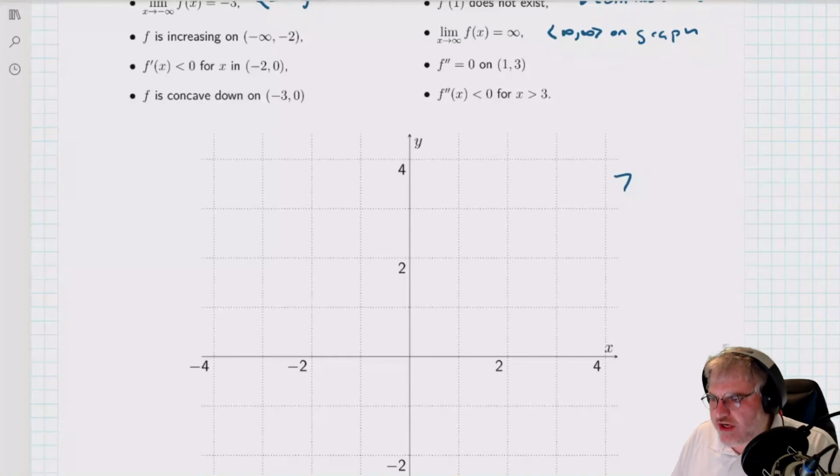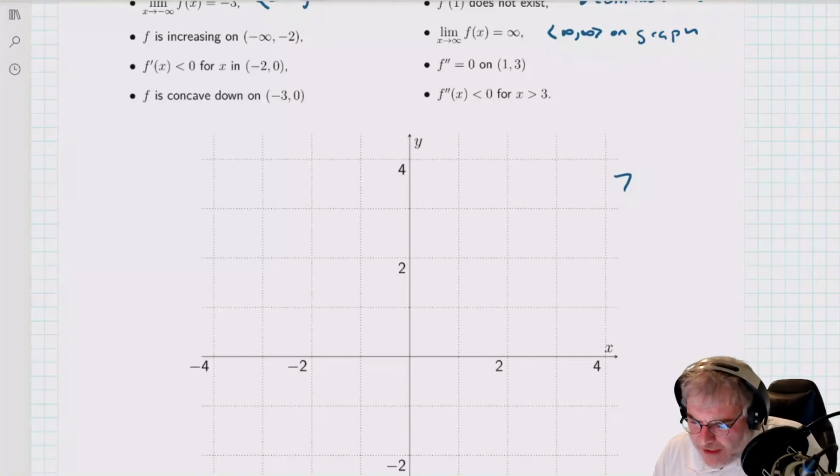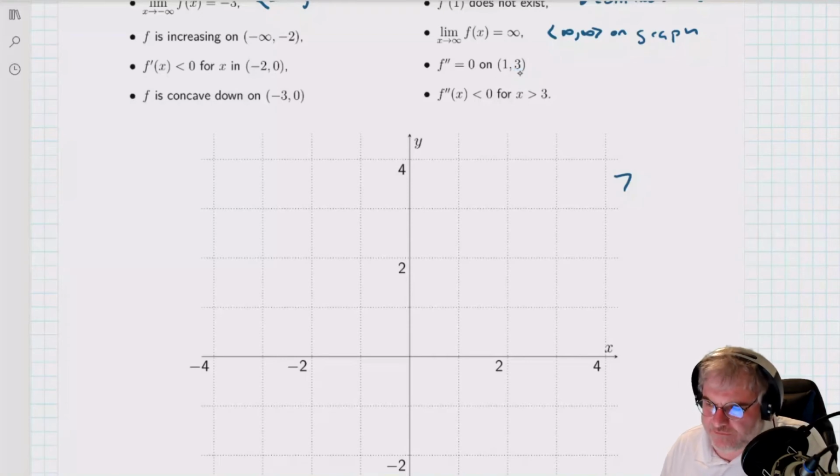Okay, this one's tricky. What does it mean for f double prime to equal 0 on 1, 3? Here's the question. Is that a point or an interval? And how do I tell the difference? This is the second way that these problems can annoy. What does that word on mean?